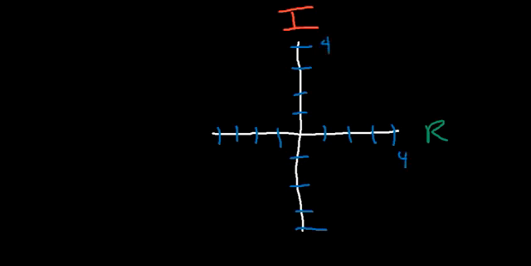So let's say we wish to plot 3 plus 2i. So you go 3 on the x-axis, which is over here, and 2 on the y-axis, which is basically the imaginary axis, and you find where those 2 points meet. So here it is. Let me put that in a different color. So 3 plus 2i is over here. It's 3 on the real axis and 2 on the imaginary axis.